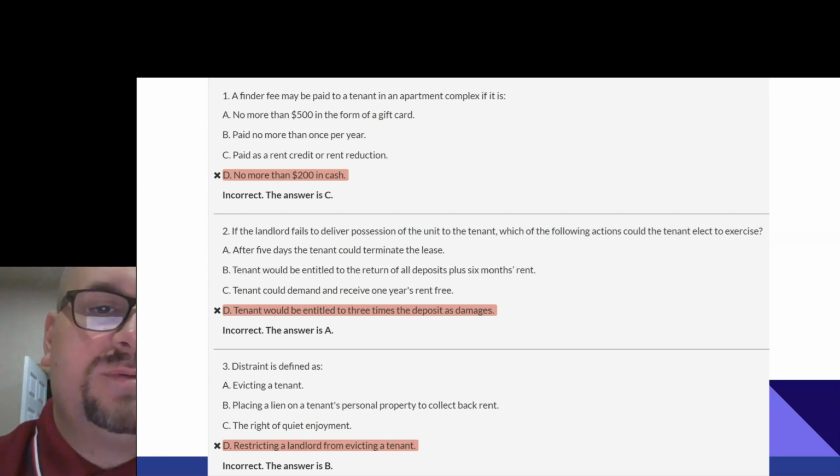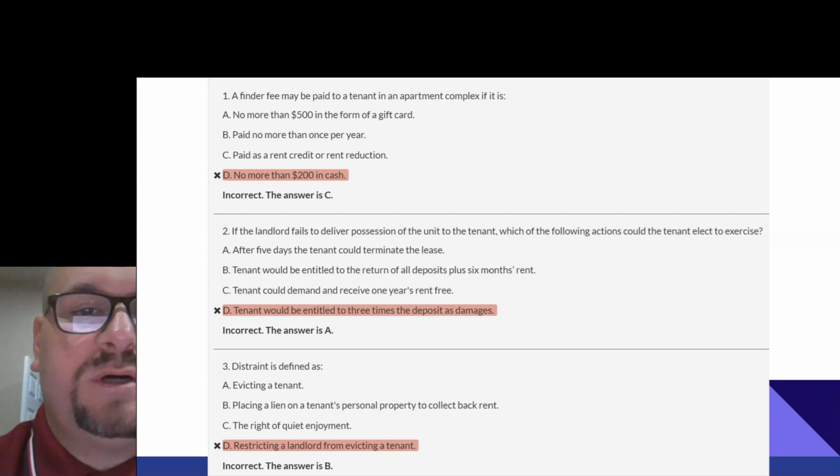Tenant would be entitled to the return of all deposits plus 6 months rent. No. Tenant could demand and receive 1 year's rent free. No. Tenant will be entitled to 3 times the deposit as damages. No.